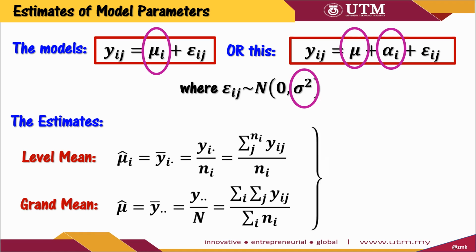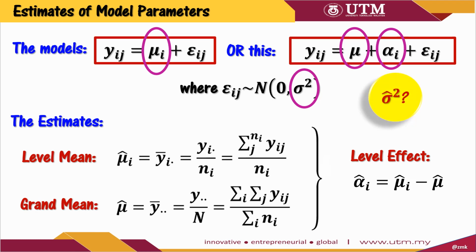By taking the difference between the estimated ith level mean and the estimated grand mean, we can then estimate the level effect, where the estimated level effect alpha cap i is simply mu cap i minus mu cap. Now, what about the estimate of error variance sigma squared? We will come back to this after constructing a one-way ANOVA table.